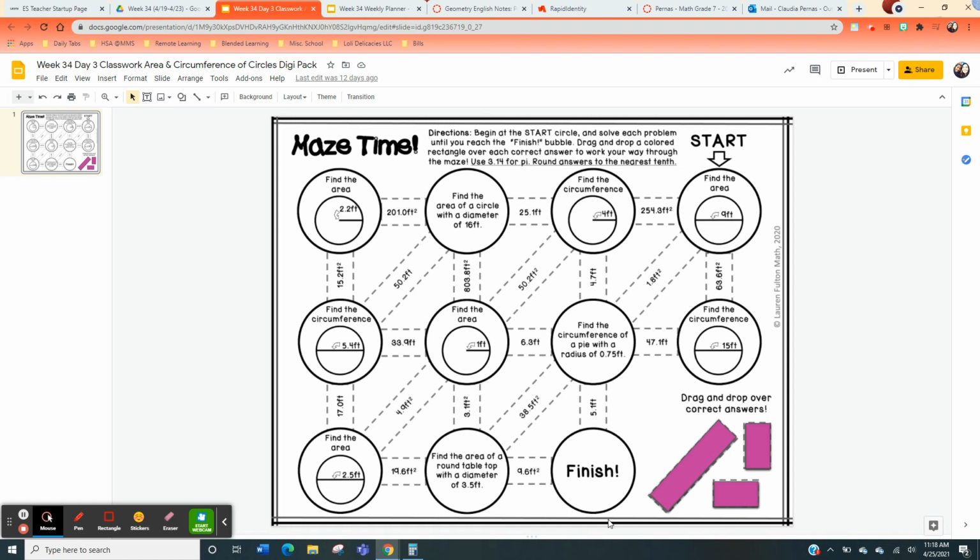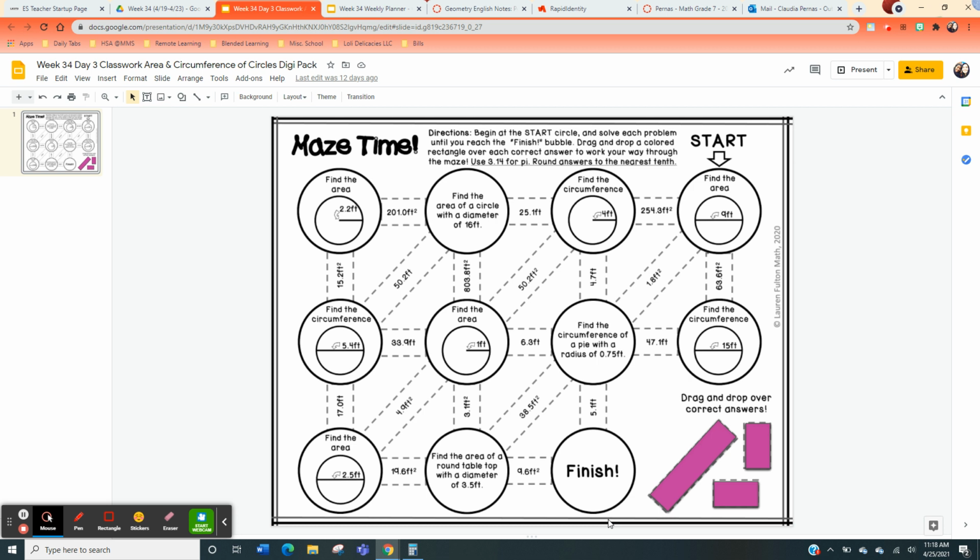Okay, so this is week 34, day 3 classwork. The directions say, and remember, you always have to make sure you're reading the directions. Begin at the start, circle, and solve each problem until you reach the finish. Drag and drop a colored rectangle over each correct answer to work your way through the wing.